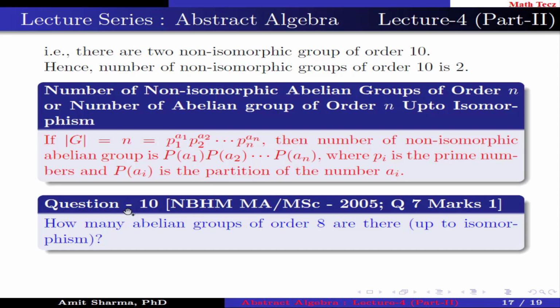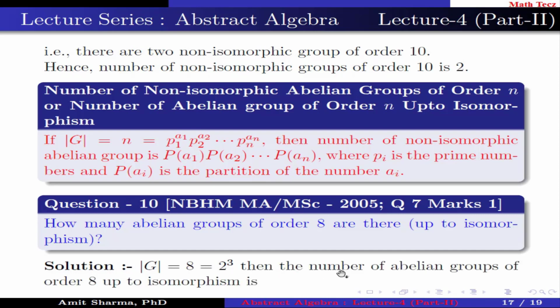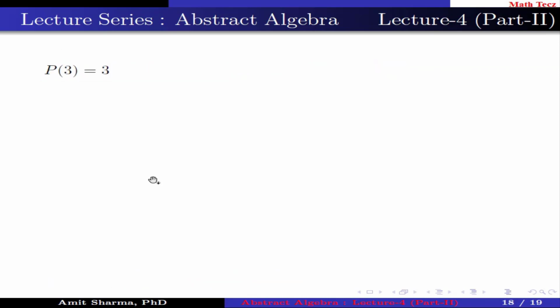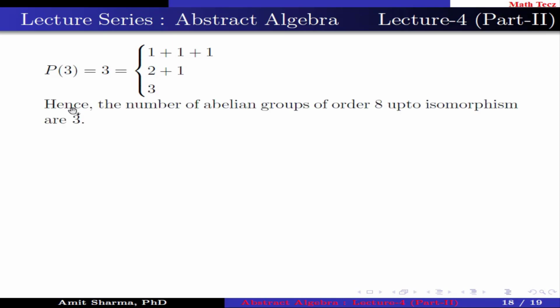Question number 10. This question was asked in the NBHM MSc exam in 2005. How many abelian groups of order 8 are there up to isomorphism? The order of G is 8, which can be written as 2 cube. Then the number of abelian groups of order 8 up to isomorphism is P of 3, meaning the partitions of 3, which is equal to 3, and the partitions are 1 plus 1 plus 1, 2 plus 1, and 3. Hence the number of abelian groups of order 8 up to isomorphism is 3.